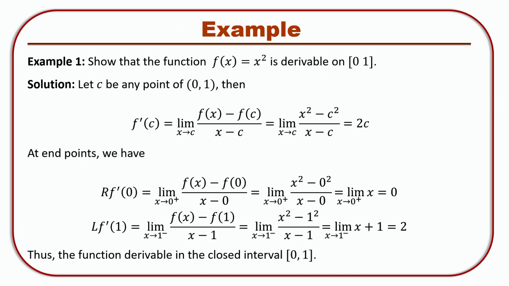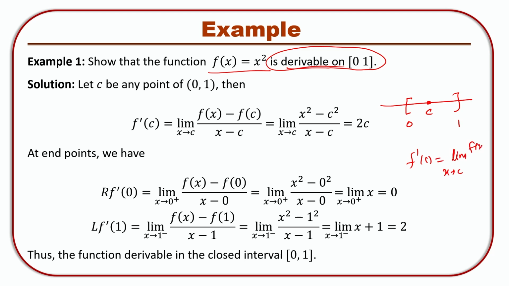So the first example is to show that the function f(x) equal to x square is derivable on [0, 1], right? So the function is given as well as the closed interval [a, b]. So a equal to 0 and b equal to 1 here. So let's choose a point c here, any arbitrary point in the closed interval or open interval (0, 1). Then f dash of c can be written as, f dash of c equal to what? Limit x tends to c, the difference f(x) minus f(c) divided by x minus c.